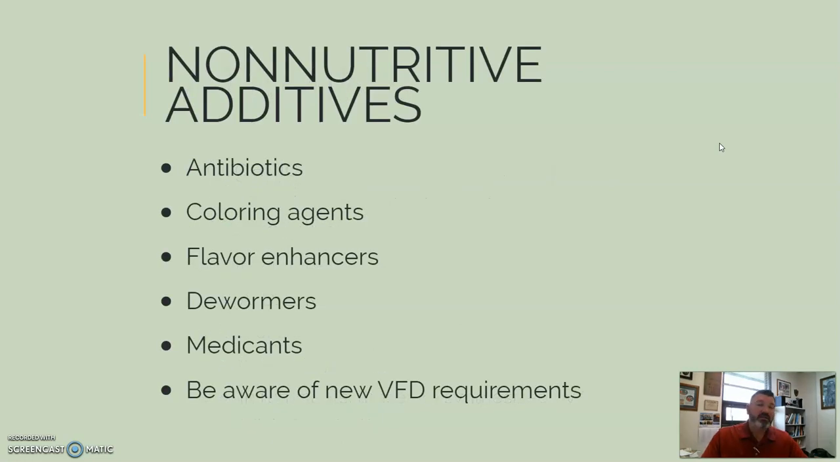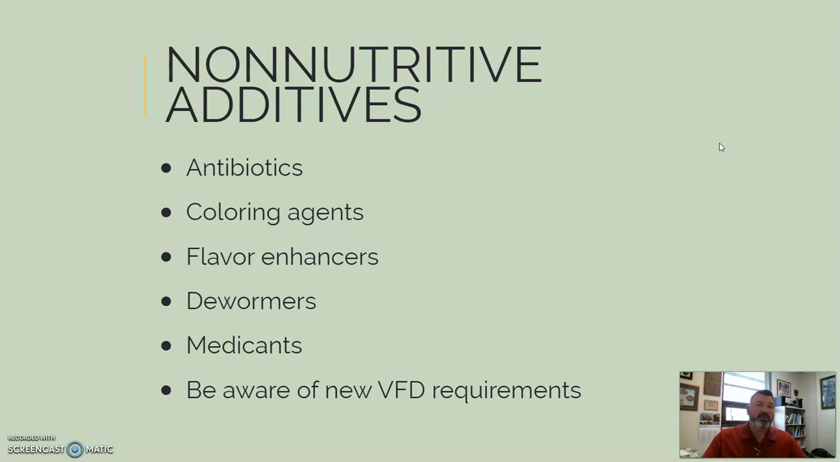I mentioned that we would get to some non-nutritive things. Of course, you can add a lot of different stuff to your diet for various reasons. For example, we might add antibiotics to a growing piglet ration in order to help them fight off some respiratory disease that may be threatening them. We may add dewormer to your horse diet in order to help them kick any potential parasites that they've picked up out on pasture. So there's a number of different things.